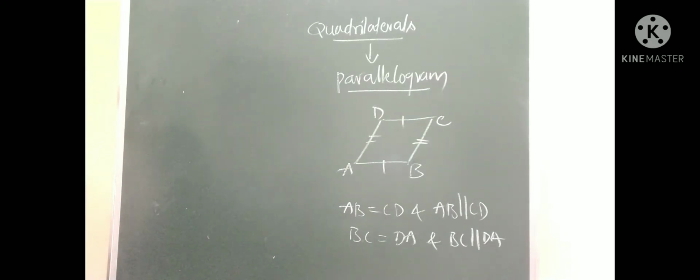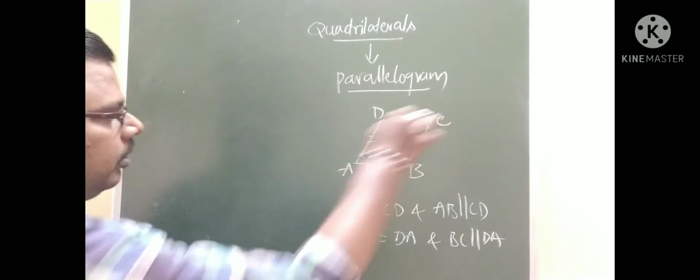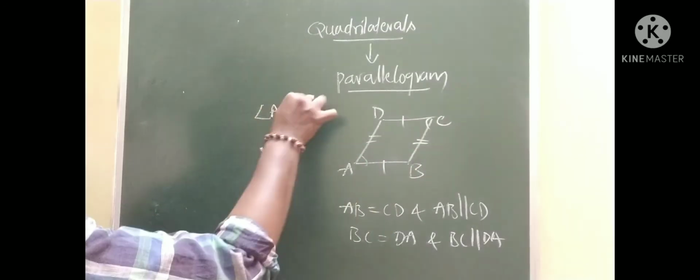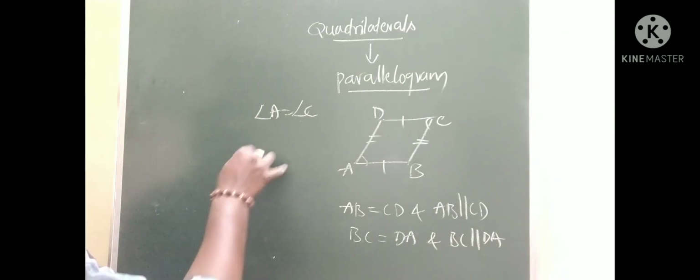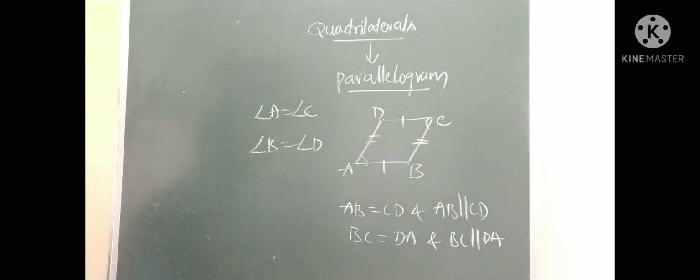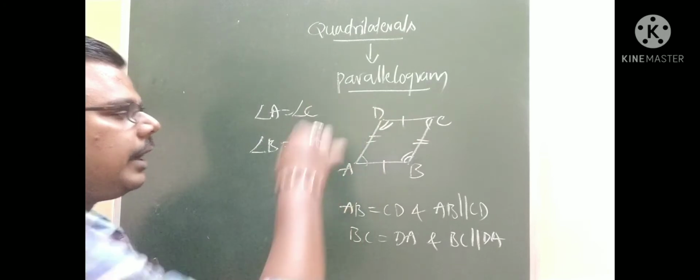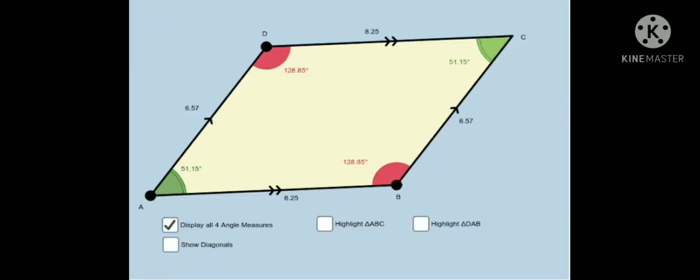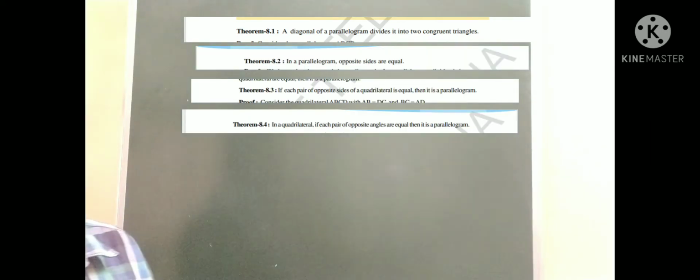And at the same time, in the parallelogram opposite angles are equal. That means angle A is equal to angle C, and at the same time angle B is equal to angle D. So these are the four properties which we are going to prove now in the parallelogram. Let's have a look into them one by one.